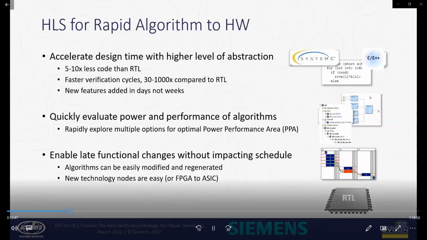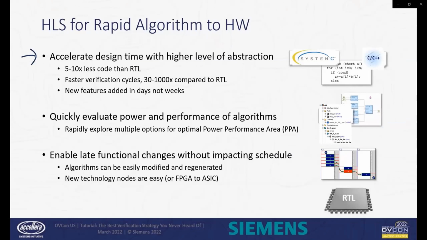Starting with HLS, it provides for a rapid path from algorithm to hardware, that is, RTL, and I'm calling out metrics or results typically seen in projects which adopt HLS. Coding in HLS results in 5 to 10x fewer lines of code when compared to RTL. And the higher level of abstraction provides for faster simulations, typically between 30 to 1,000x faster. We can quickly evaluate various implementations and perform architectural explorations to quickly find a solution which results in optimal power, performance, and area.